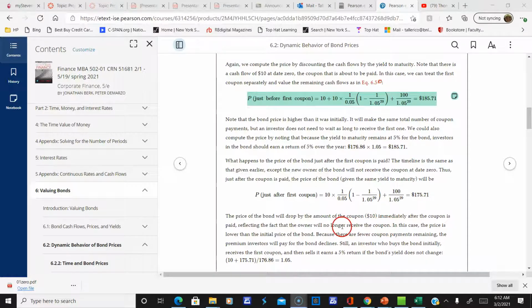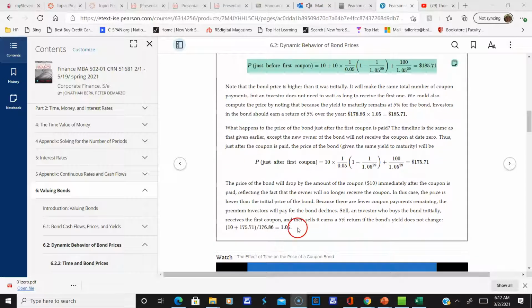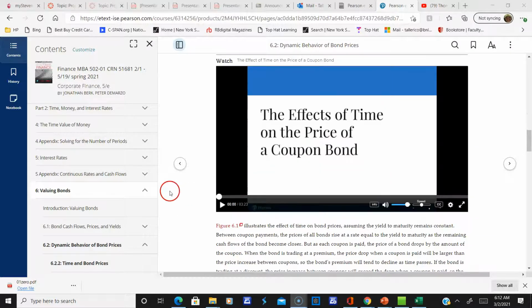In this case, the price is lower than the initial price of the bond. Because there are fewer coupon payments remaining, the premium investors will pay for the bond declines. Still, an investor who buys the bond initially receives the first coupon and then sells it to earn a 5% return if the bond's yield does not change. Okay, so here's that 5% again, right? So let's go through this video and watch.